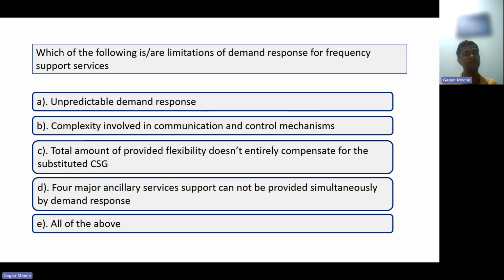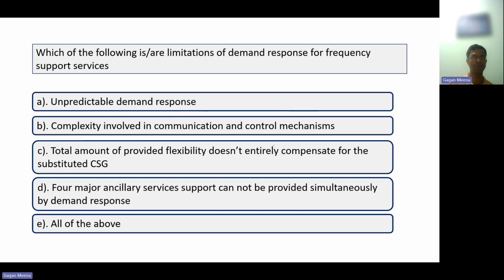Next question is which of the following are limitations of demand response for frequency support services? Limitations of demand response for frequency support services. So can demand response be used to provide all kinds of frequency support services? If not, we have to see.